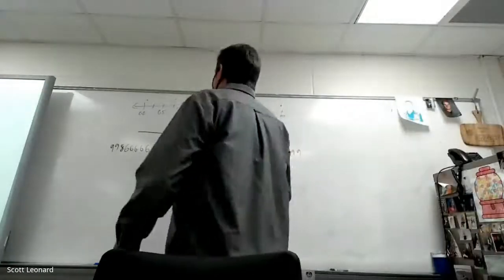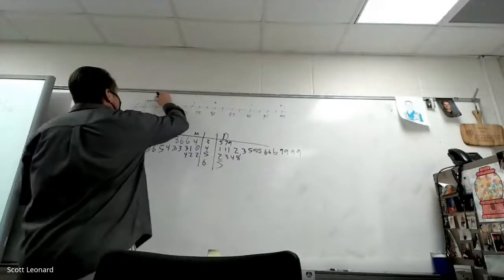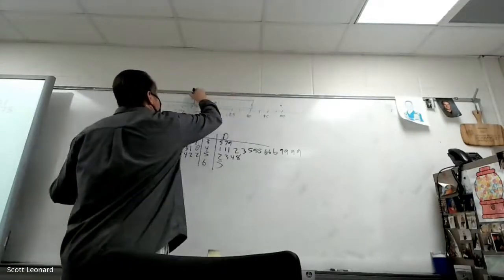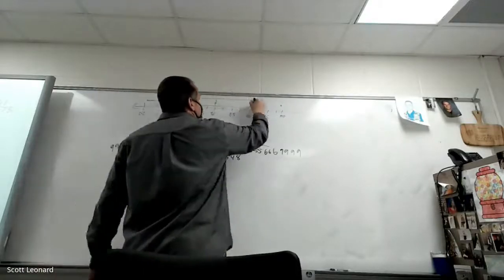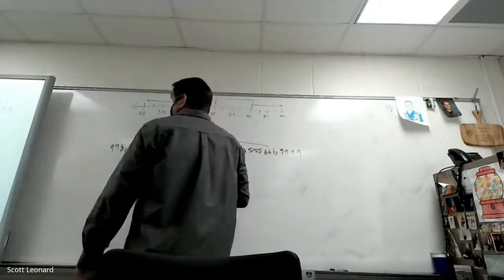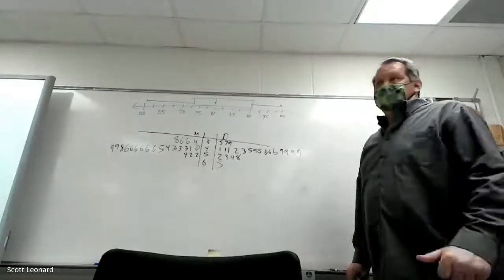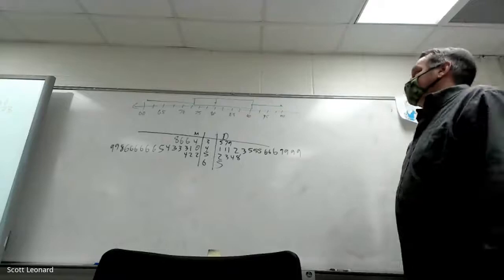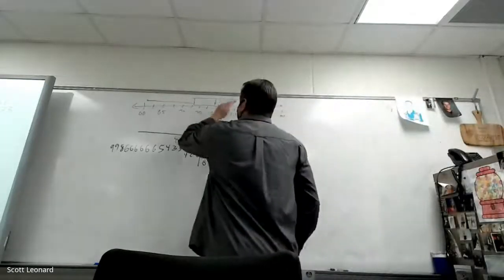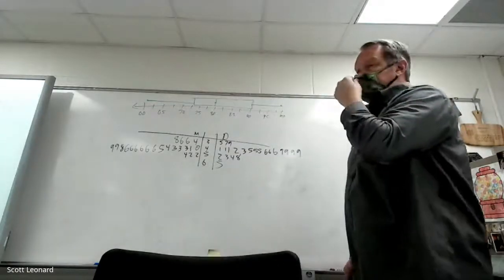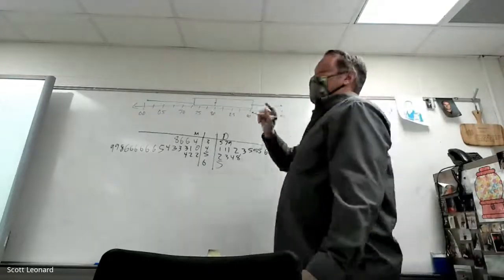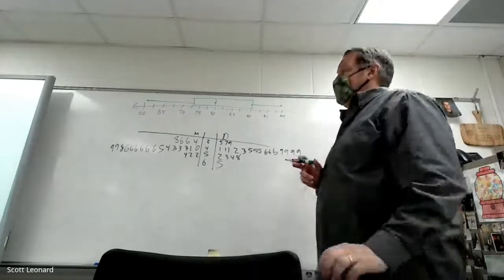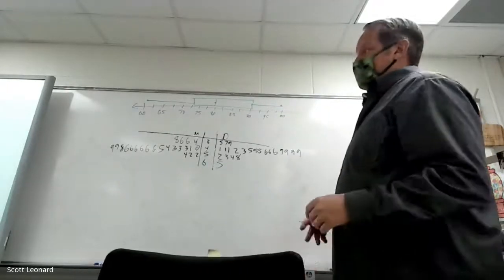Okay, now I'm gonna connect my data. Dot, dot, five dots, make a box in the middle, connect them. What portion of the data is in each area? 25. Okay. Now they ask about outliers.